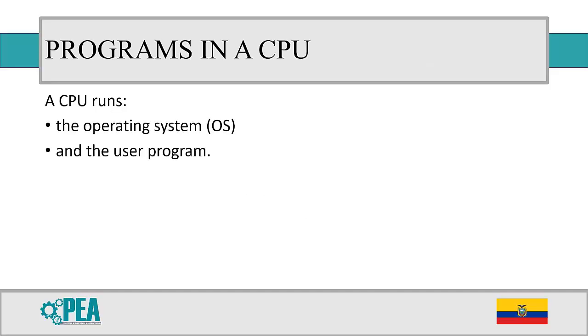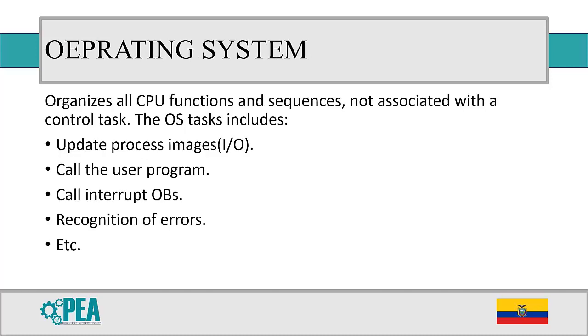Hello guys. As promised in the last video, today we're going to speak about the program structure. Let's start talking about which programs are in a CPU. In a CPU we can find two kinds of programs: the operating system and the user program. The operating system organizes all the CPU functions and sequences. These are not associated with the control task that we want to perform. Also, the operating system's tasks include the update of the process images. We're going to make a special video talking about these process images of inputs and outputs, so you can have a better understanding of it.